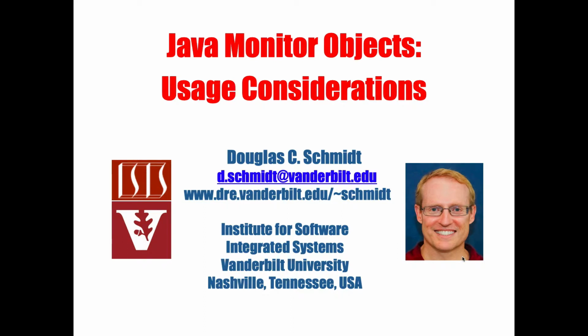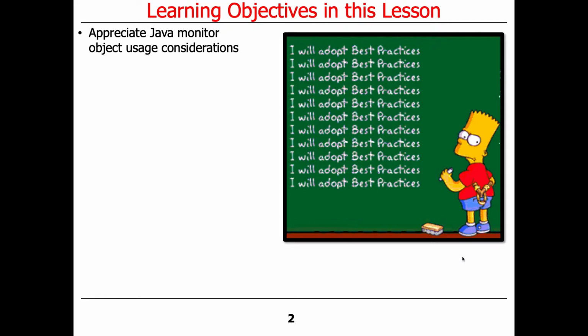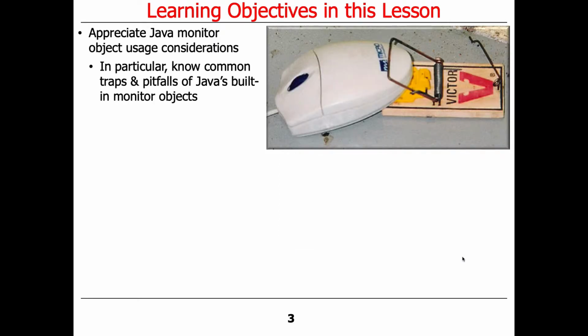So now that you've seen what a monitor is, we talked briefly about the monitor objects that are built into Java. We talked about the monitor object pattern briefly. I showed you synchronized methods, showed you synchronized statements. We talked about the coordination mechanisms, wait and notifyAll. Let's wrap up by talking about some of the usage considerations of Java's built-in monitor objects.